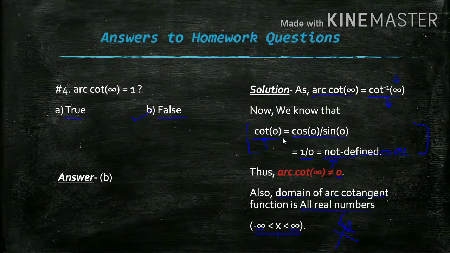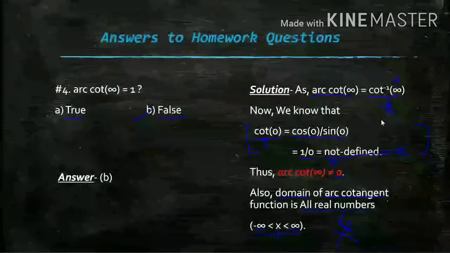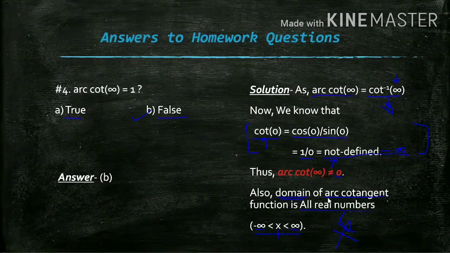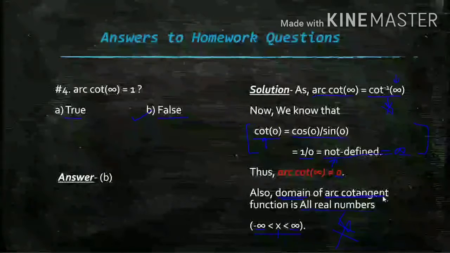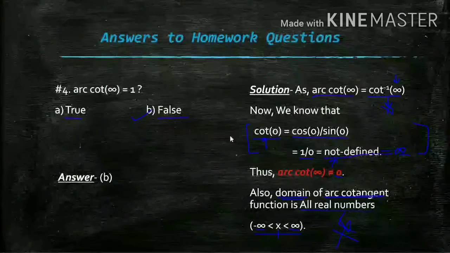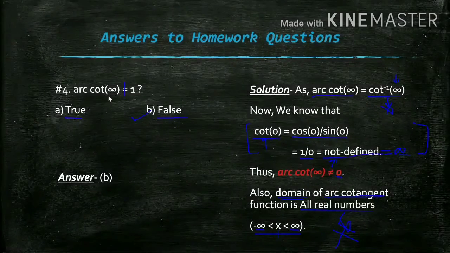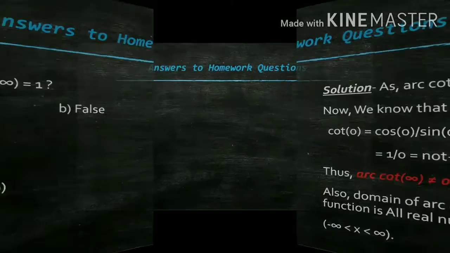But please don't write that 0 equals cot inverse infinity. Don't write that. It's not possible because it's not defined in the domain of the cotangent function that we use. So that's why this is false. Is it equal to 1? No, it's not equal to 1. It's basically not defined, so it can't be equal to any real number.